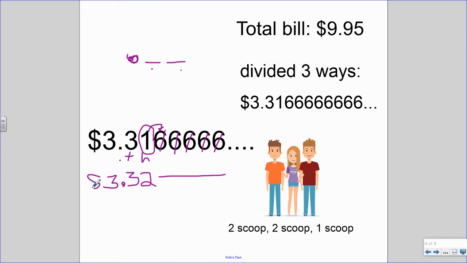And so what would happen is Martha and her two friends would each have to pay $3.32. That's what that means. Sometimes when you get an amount, like if you were to take an amount of money and divide it on the calculator, you might get that each friend owes this amount of money, right?